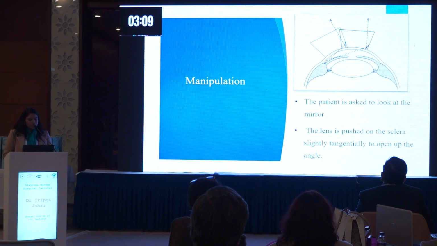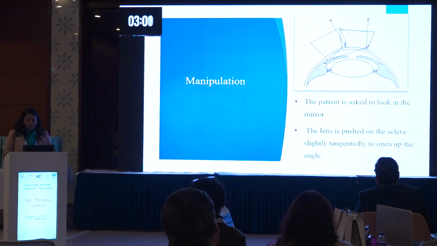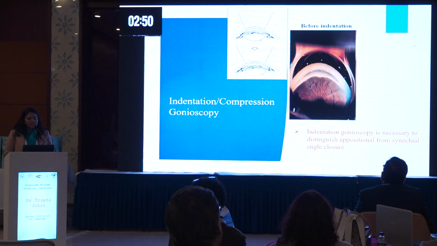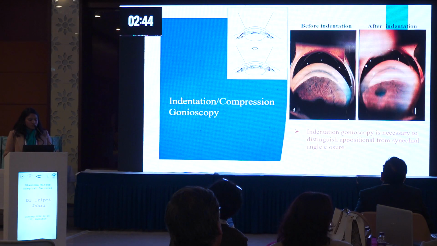So in dynamic gonioscopy, manipulation is done and the patient is asked to look at the mirror and the lens is pushed on the sclera slightly tangentially to open up the angle. When we are using non-flange lenses like the Posner lens, indentation gonioscopy is done, where axial pressure is applied on the cornea and it is necessary to distinguish an appositional angle closure from a synechial angle closure. So in the second image we can see the angle nicely opens up after indentation.